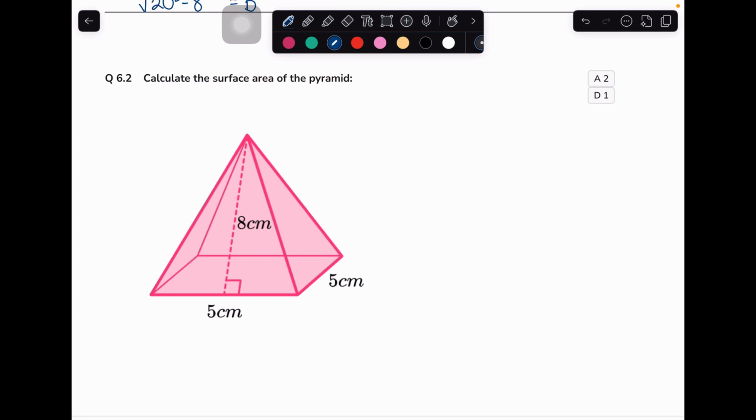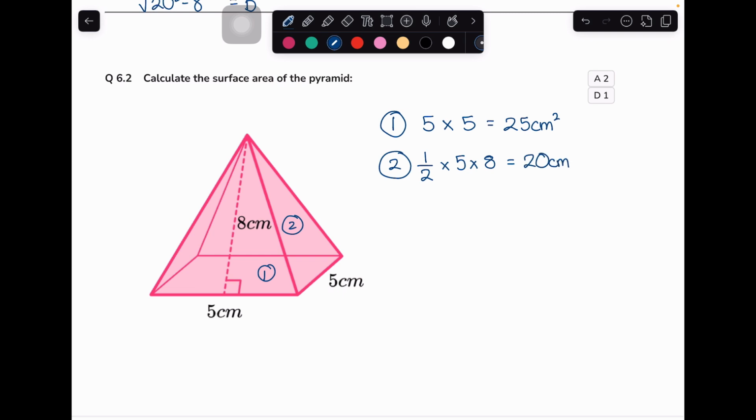For question 6.2, we are asked to calculate the surface area of the pyramid. I'm going to start with the square base at the bottom. The area of this would be 5 multiplied by 5, which is 25 centimeters squared. Then for the sides, I'm going to calculate one of the triangles. My formula is a half multiplied by the base, which is 5, multiplied by the vertical height of the triangle, which is 8. 5 times 8 is 40, multiplied by a half would be 20 centimeters squared.